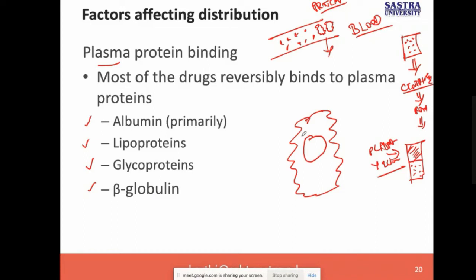Very similar types of proteins can be present in the blood, like albumin and lipoprotein. Now the drug molecule is present in the blood. This drug molecule may have affinity for the binding site of the proteins present in the blood. So this drug molecule can now go and bind to the proteins which are present in the blood.